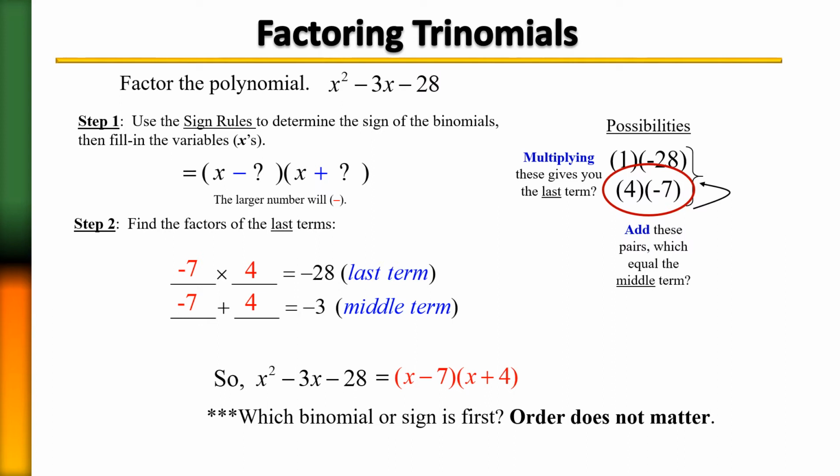Does it matter who's first? Whether I put x plus 4 first and then put x minus 7 in the back? No, it does not matter. Let's say you were multiplying two numbers. If you were multiplying 7 times 4, 7 times 4 is 28. If you switch it around and say 4 times 7, it's still 28. So order does not matter when you write the binomials as far as who is first.